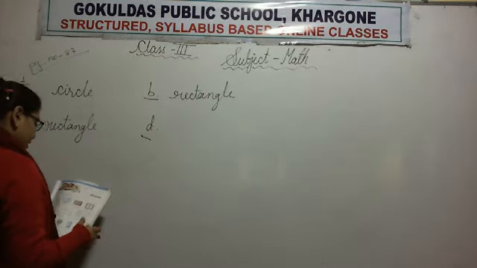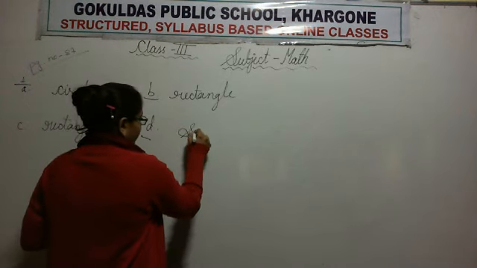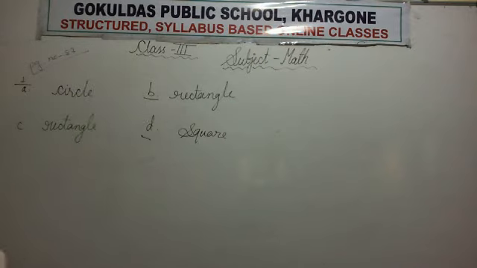Now picture D is a window, that is of a square shape. So we will write square. So ring is circle, monitor is rectangle, the notepad kind of thing, whatever is drawn there, that is also rectangle, and the window is square.